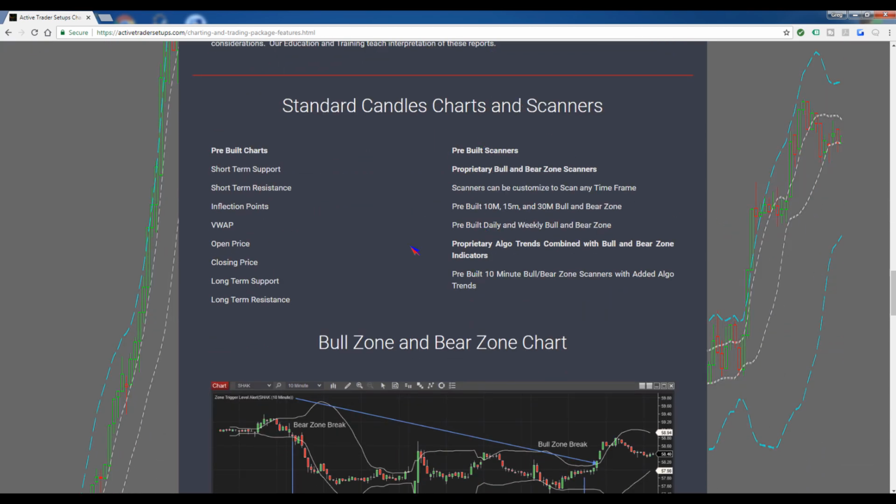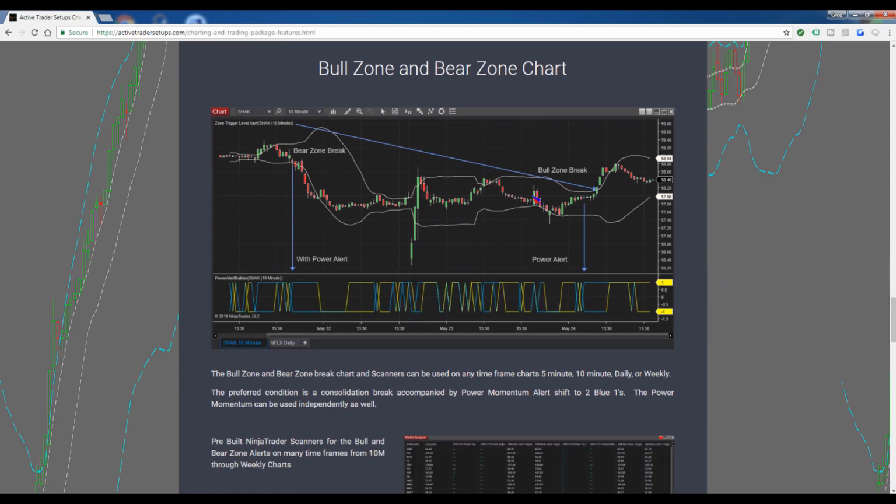This is actually a bull zone chart down here. It's on a 10-minute. Shows the bull zone level, what we consider a bull or a bear zone break. It shows the power alert builder. We want to go with those breakouts of those consolidations. You get these big moves, and you can put this on a daily chart. It works exactly the same.